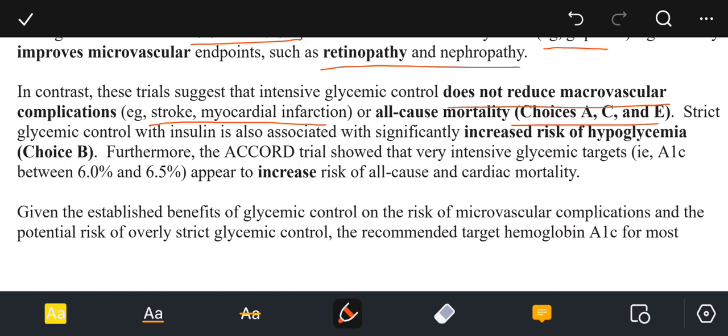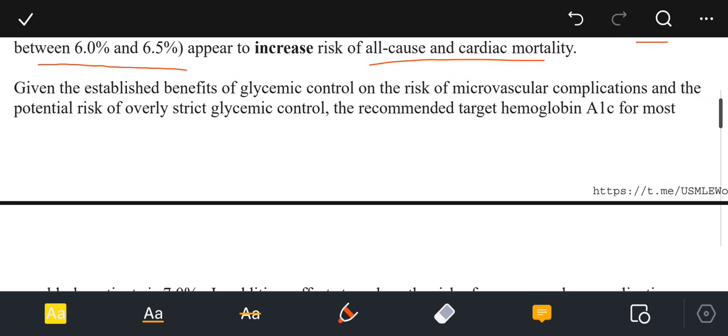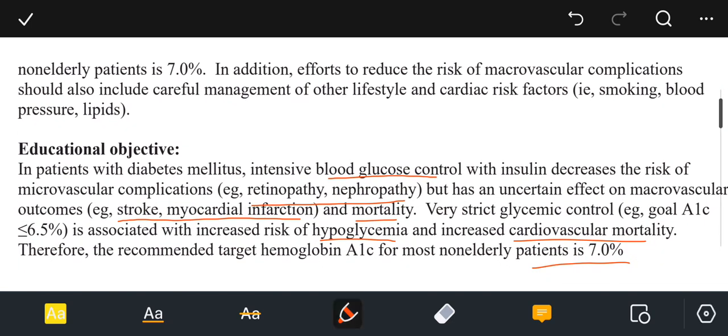Choices A, C, and E. Strict glycemic control with insulin is also associated with a significantly increased risk of hypoglycemia. Furthermore, the ACCORD trial shows very intensive glycemic targets like A1C between 6% to 6.5% appear to increase the risk of all-cause and cardiac mortality. Given the established benefits of glycemic control on the risk of microvascular complications and the potential risk of overly strict glycemic control, the recommended target HbA1c for most non-elderly patients is 7%.